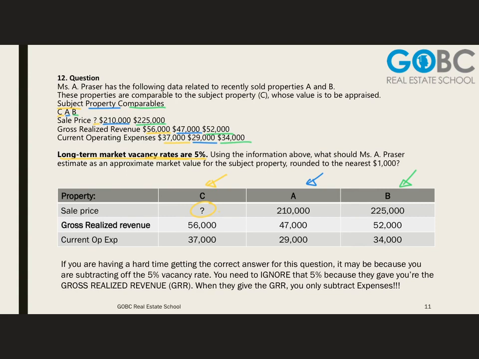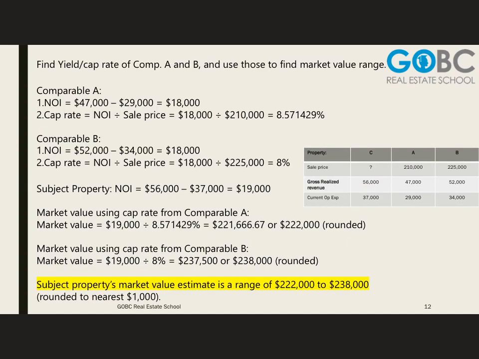If you look at the question and you look at how they describe the revenue, they've given you the gross realized revenue. They've not given you the gross potential revenue. So the gross realized revenue already has this long-term vacancy rate of 5% subtracted off of it, so you wouldn't subtract it again. You're going to ignore this 5% and you're just going to subtract the expenses off of that gross realized revenue to get to your NOI. So it looks very similar to one of the other questions that we did.